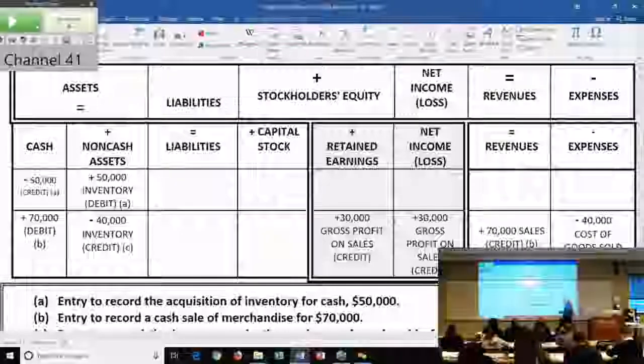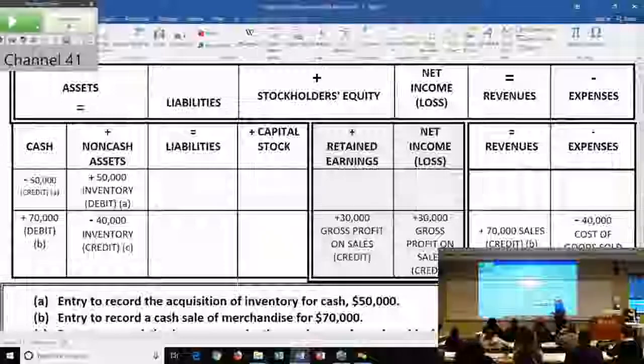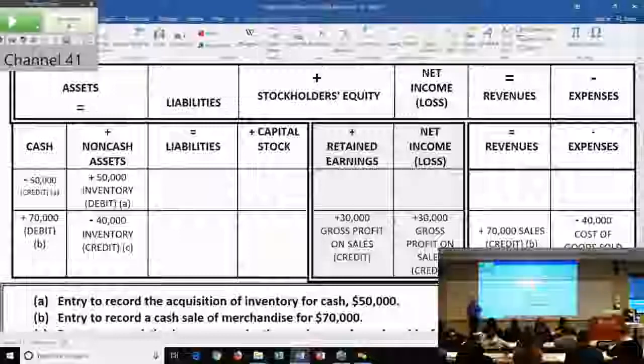So let's say we buy inventory of $50,000 for cash. We debit inventory and credit the asset cash. And when we sell the inventory, let's just look at the entry for the sale. You would debit cash for 70 and we credit sales for 70. So the net inflow of cash here is 20.